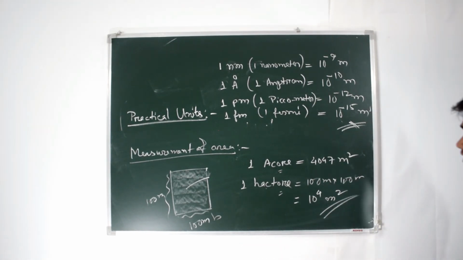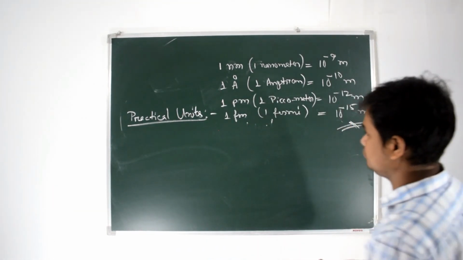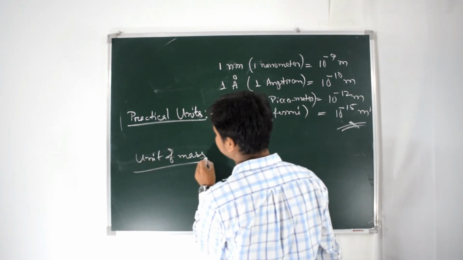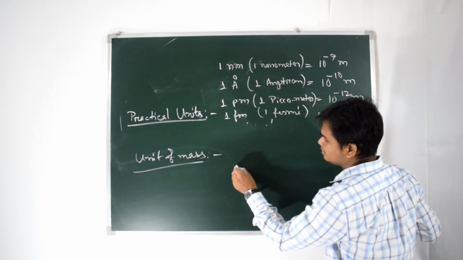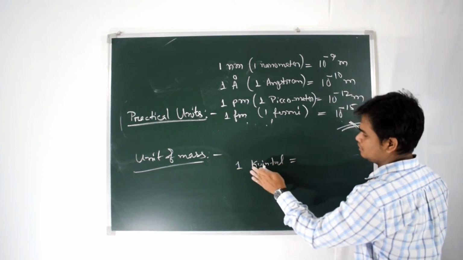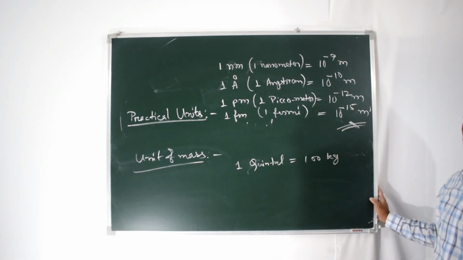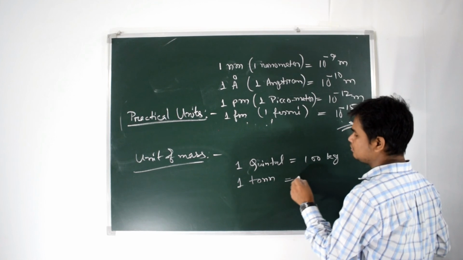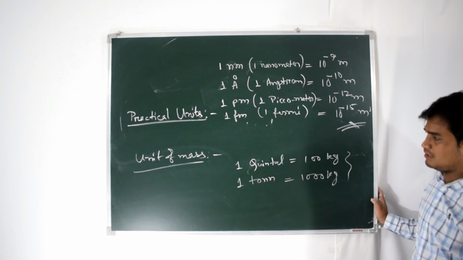Now again the unit of mass. Generally we are studying practical units. Therefore, in mass measurement, it is generally used in quintal, ton. 1 quintal is equal to 100 kg. 1 ton is equal to 1000 kg. This is for large units, large mass.